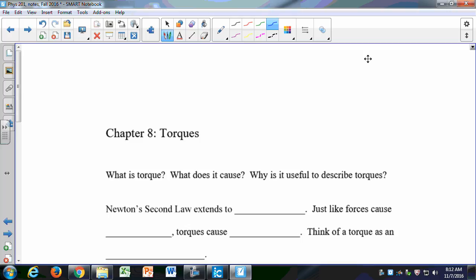All right, so when you think of torques, what do you think of? I know what I think of, but what do y'all think of when you think of torques? What? A hammer? Seriously?